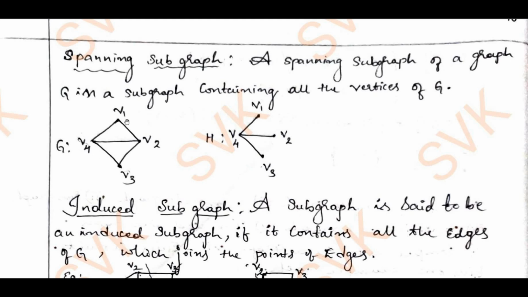Okay. So see here the example. G is this graph with V1, V2, V3, V4. Then I have considered V1, V2, V3, V4, where V1 and V2 are not connected, and V2 and V3 are not connected. This will be called a spanning subgraph. Then I can say that H is a spanning subgraph of G. This is what is called a spanning subgraph. We all got to know that a spanning subgraph of a graph G is a subgraph containing all the vertices of G. This is the definition.